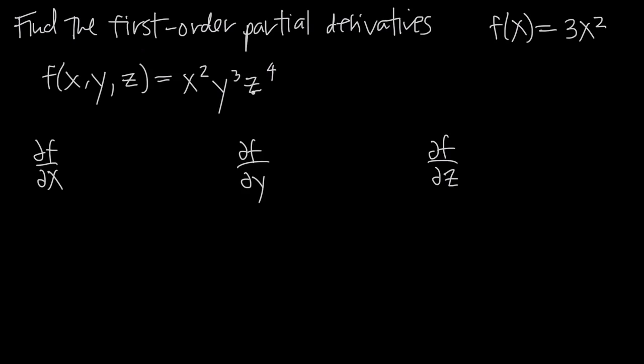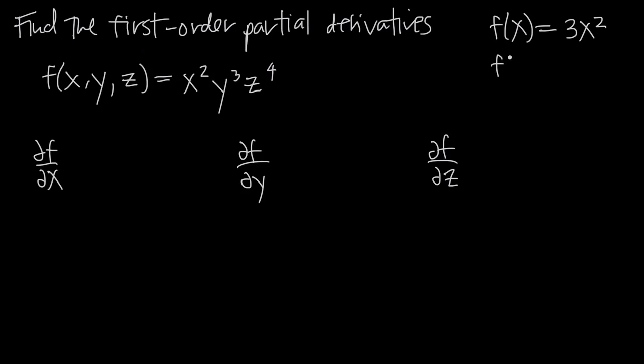So y cubed times z to the fourth, that whole thing will be a constant. So this is kind of holding the place here of this 3, right? It's a constant coefficient in front of this x squared term. It happens to come after the x term because we order our variables alphabetically, but when we're taking the derivative with respect to x, it's going to act like a constant coefficient.